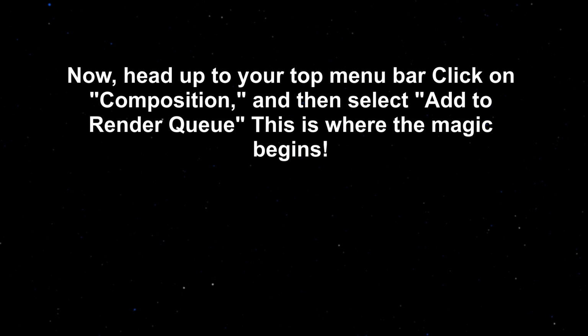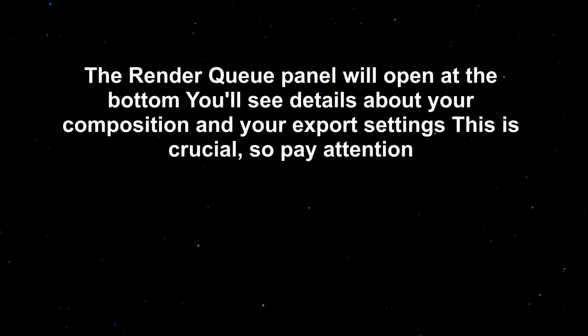Now, head up to your top menu bar, click on Composition, and then select Add to Render Queue. This is where the magic begins. The Render Queue panel will open. At the bottom you'll see details about your composition and your export settings. This is crucial, so pay attention.